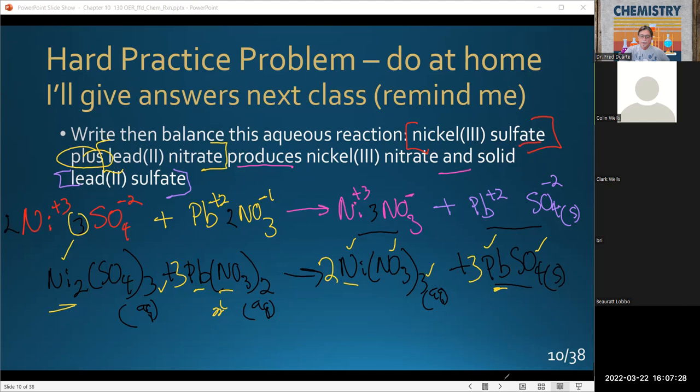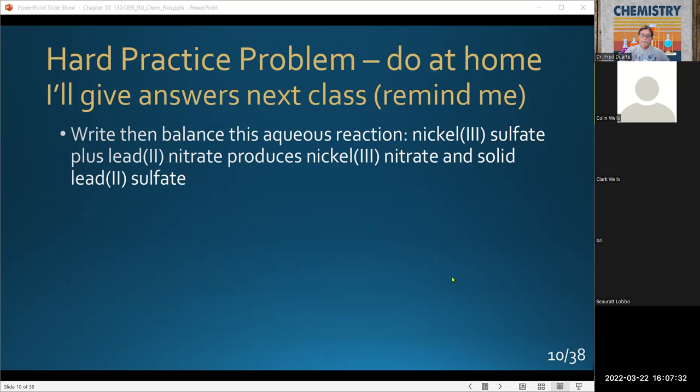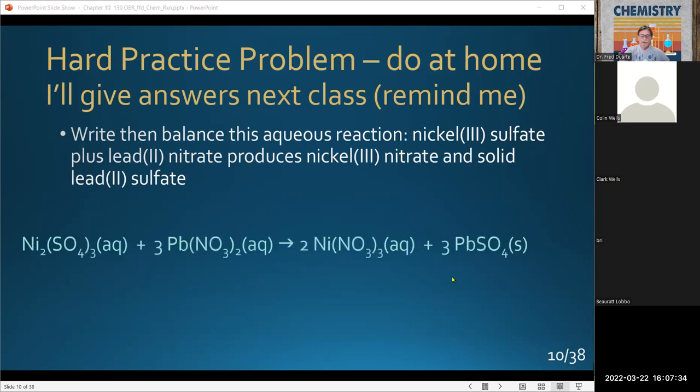All right, so this should end up with that, and that relationship is 1 nickel sulfate to 3 lead nitrates. Okay, so you really have a lot of relationships here. You got this relationship between the two reactants. That is 2 ratios that you can write.